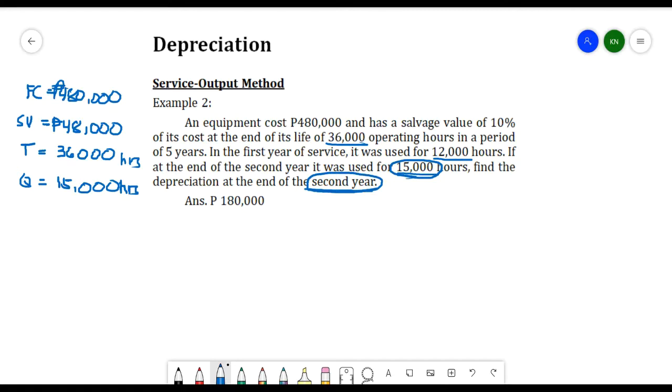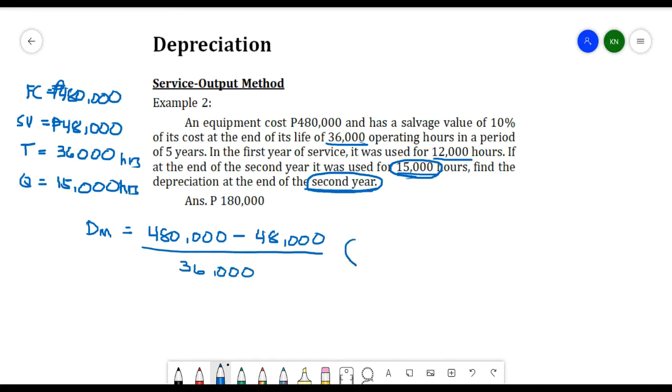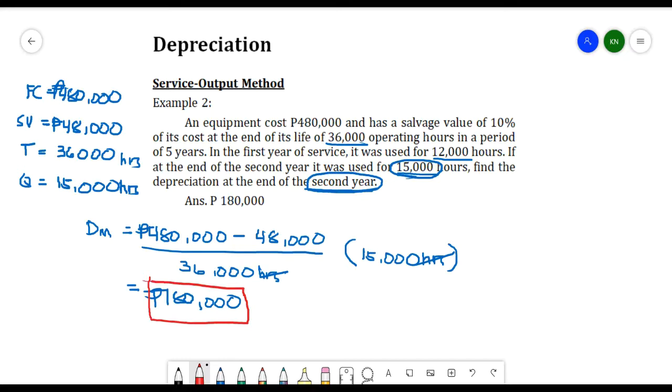So we are looking for the depreciation, so DM is equivalent to FC, which is 480,000, minus our SV, which is 48,000, all over our T, which is 36,000 hours, multiplied by our Q, which is 15,000 hours. Cancel the hours, so what is left is the peso. So our DM is equivalent to 180,000 pesos. So this is now the depreciation at the second year.